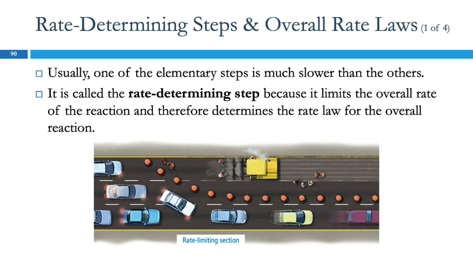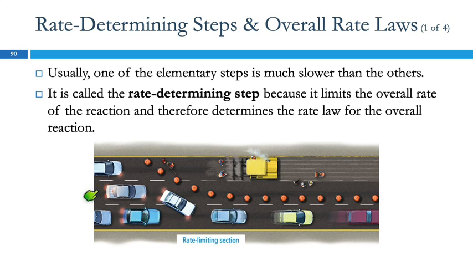So usually one of those steps is a lot slower than the others, and that's called the rate determining step because it limits the overall rate of the reaction. So the first step might be really fast, and then you have a slow step in the middle, and then you have a really fast third step. Well, the reaction can't go faster than the slowest step.